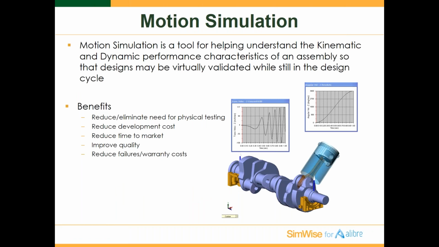Motion simulation allows someone who makes moving parts and assemblies to build a virtual prototype of that design on the computer and then see how that design is going to perform. So one of the first benefits it delivers is it reduces the need for physical testing, because you can find out bad designs early in the design process and fix them before you ever build a prototype. And this helps you reduce the cost to develop a design and reduce the time it takes you to get to market.